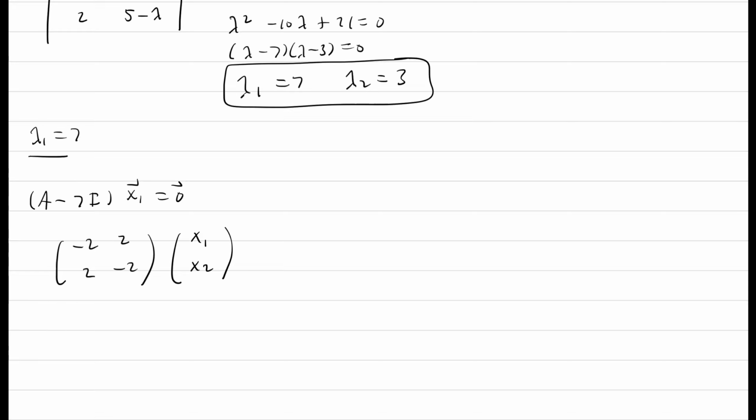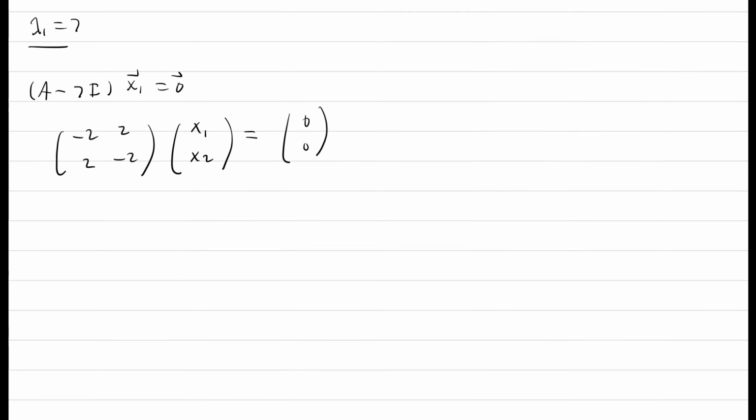That's equivalent to x1, and that's equal to 0. And so you could write out the system of equations that is given by this equation that we have now, or you can just see intuitively that the vector x1 is simply going to be 1, 1.